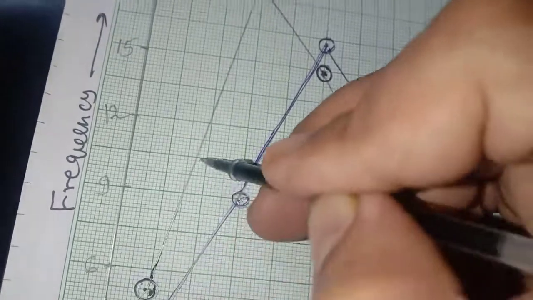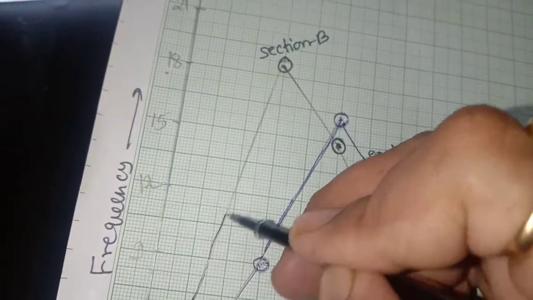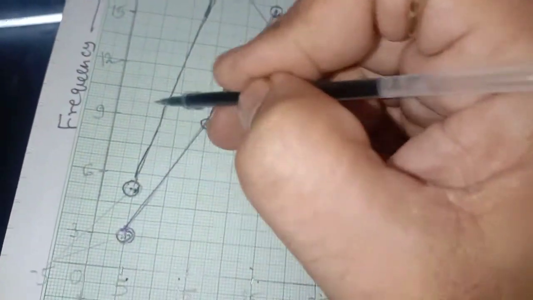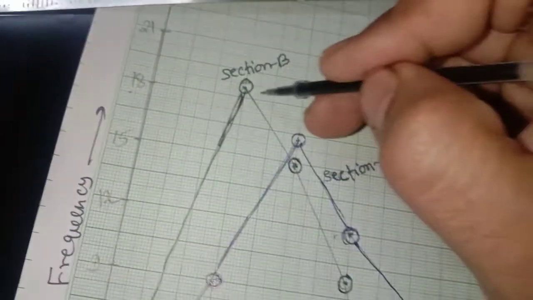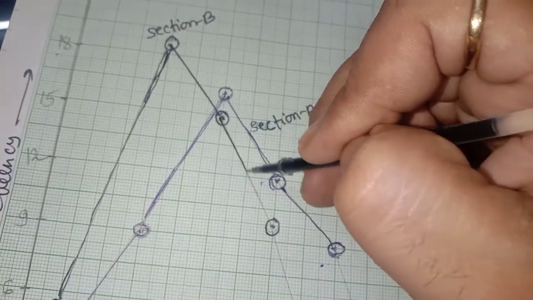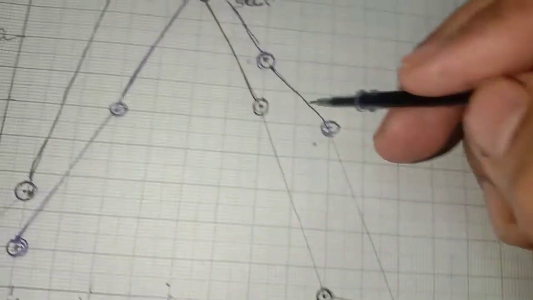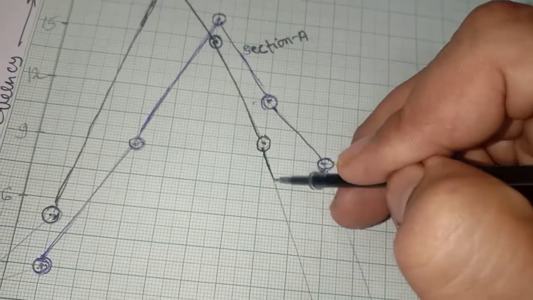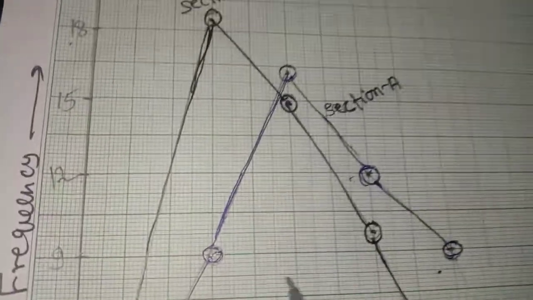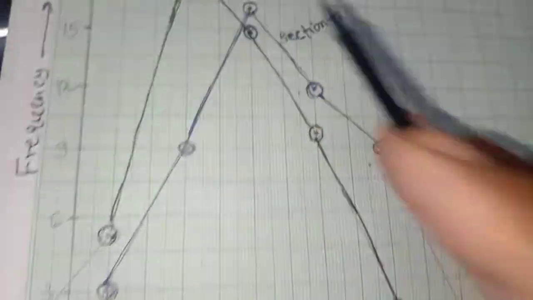You just join. This is the black pen for section B. Join the dots. Please use a pencil. I am just explaining the different colors for your confirmation. Now you can see the two different colors of graph for section A and section B.